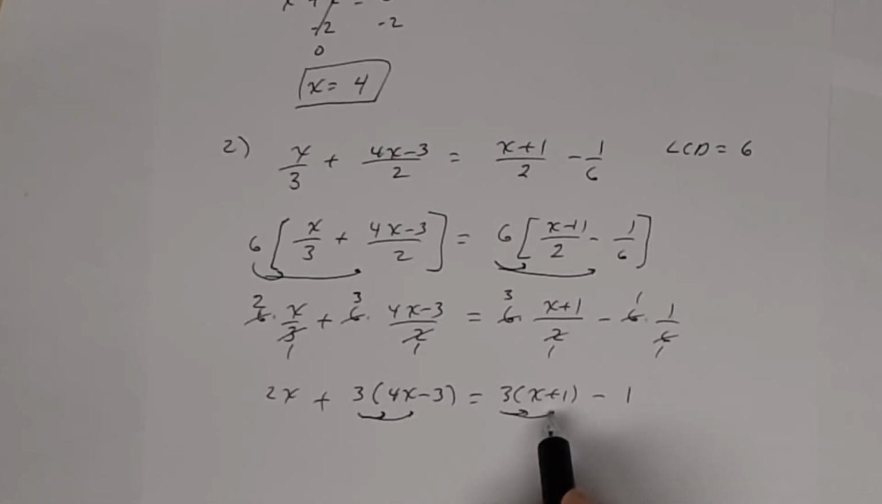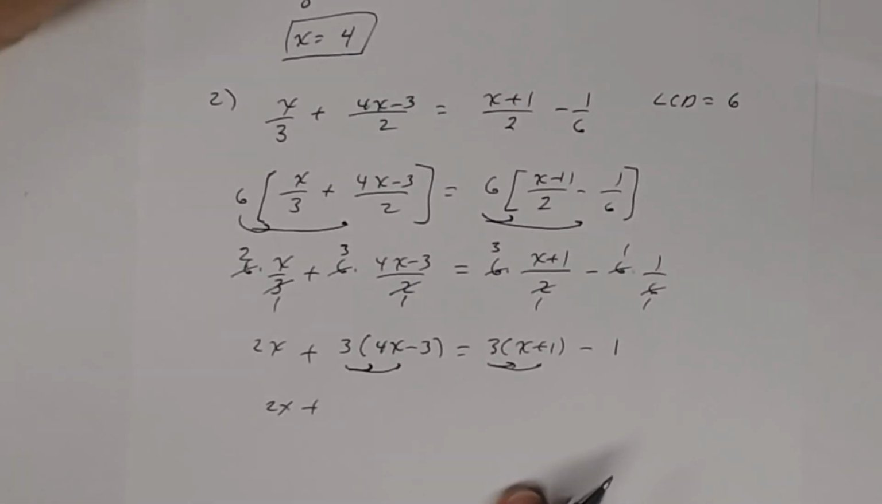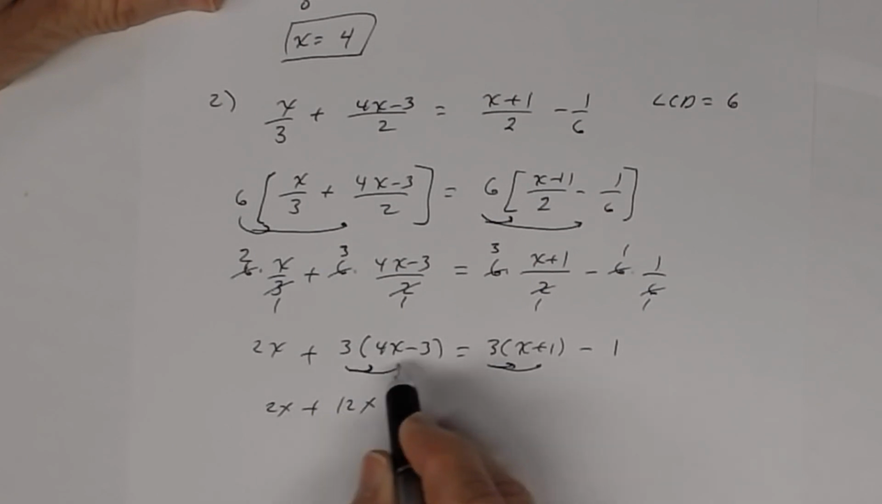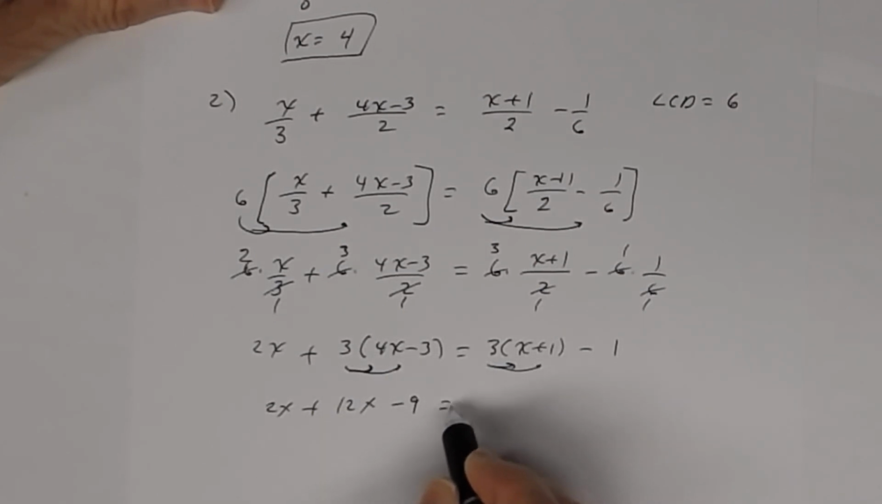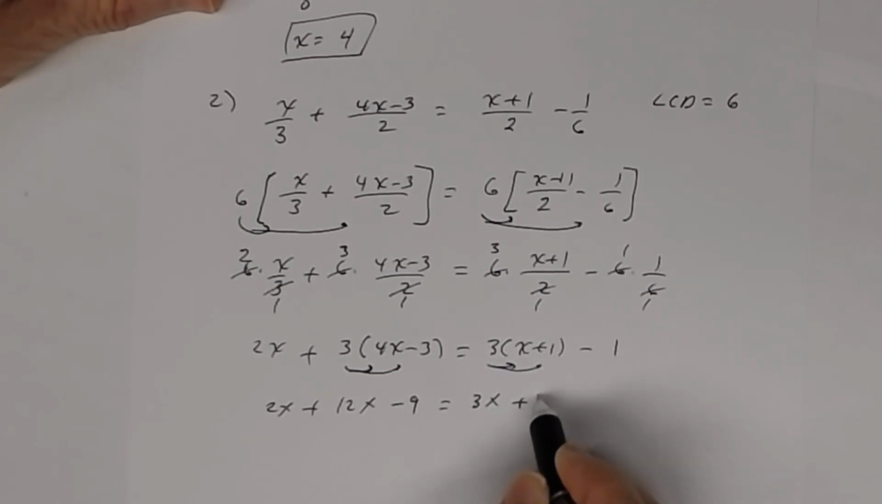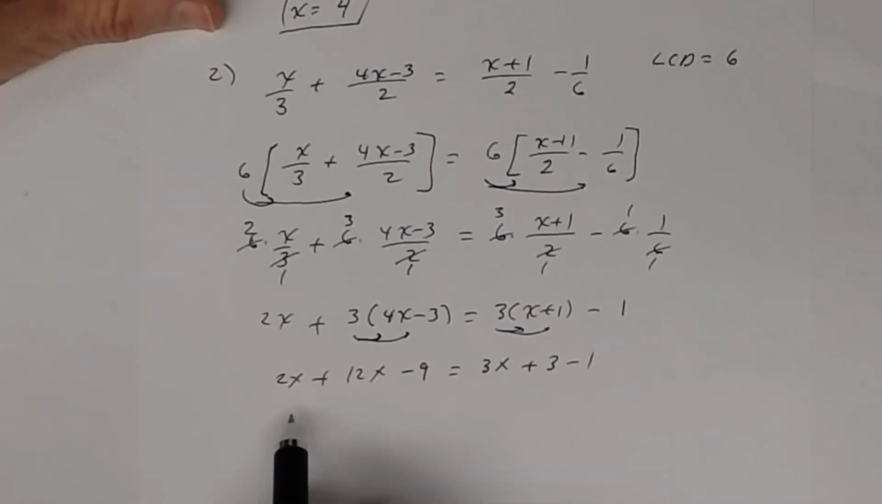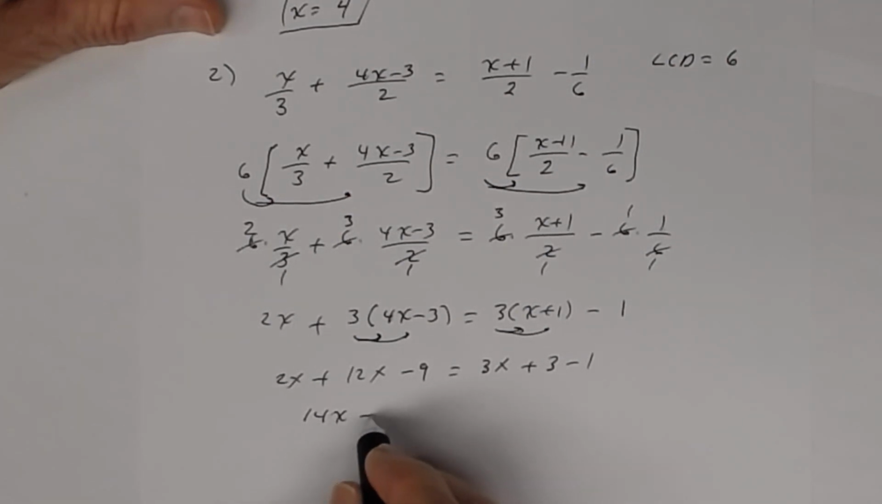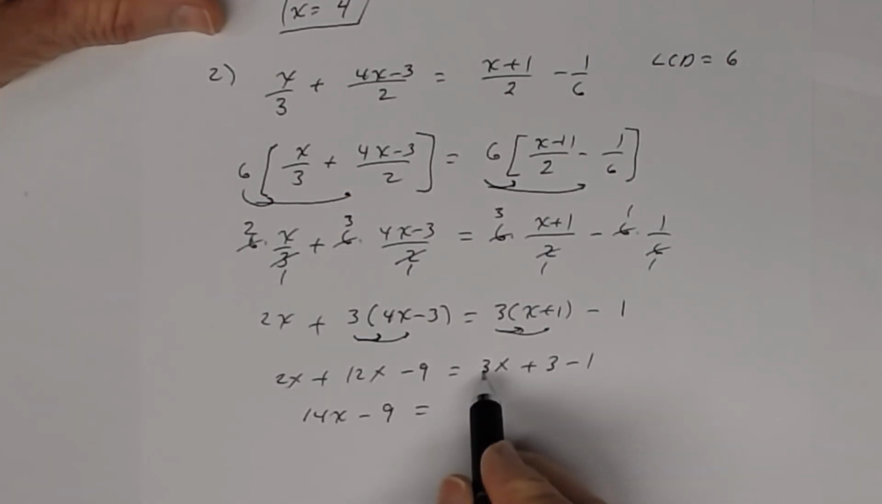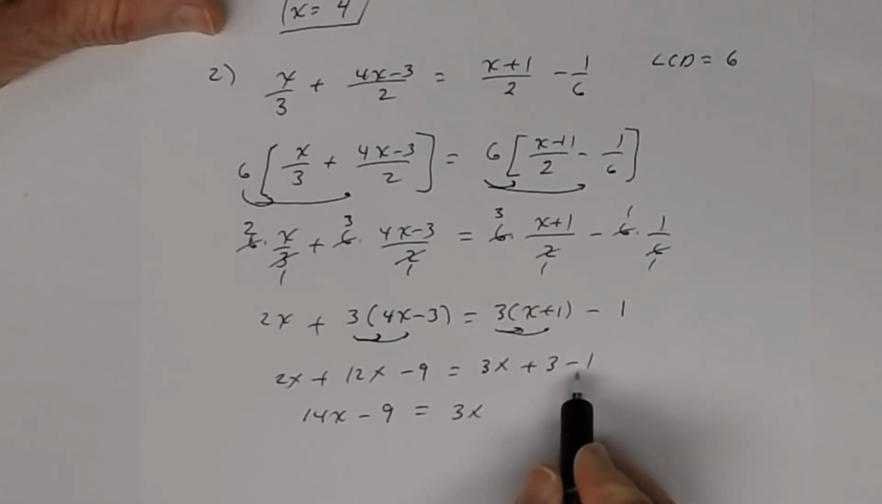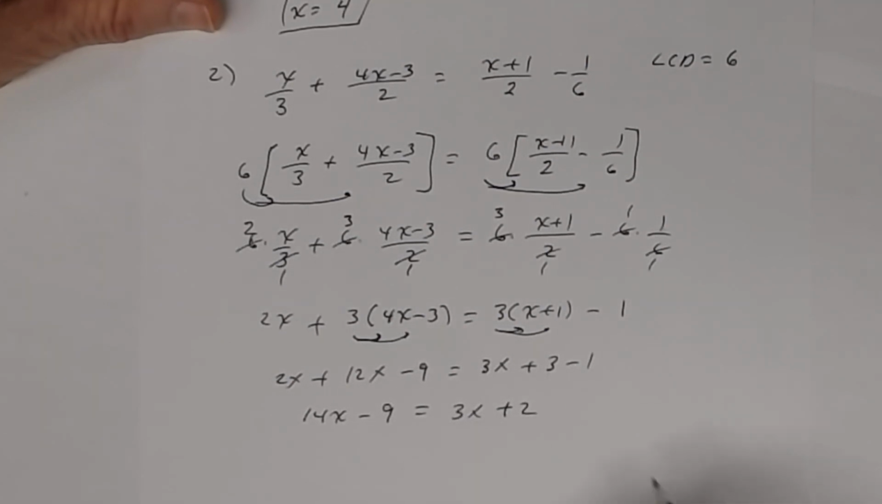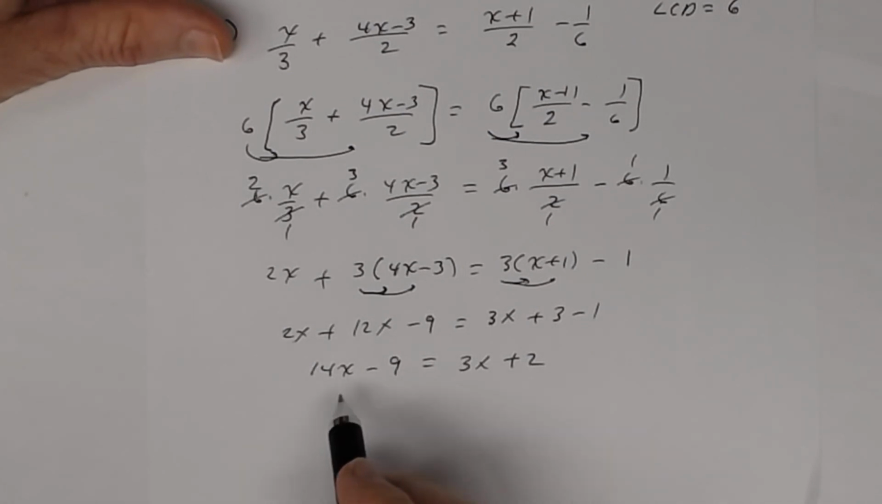So I get 2x plus 3 times 4x, which is 12x, and then 3 times a negative 3 is a negative 9, equals 3 times x, which is 3x, 3 times 1 is 3, minus 1. Combining like terms, 2x plus 12x is 14x minus 9, equals 3x, and then 3 minus 1 is positive 2. Bring the variables to one side, constants to the other.